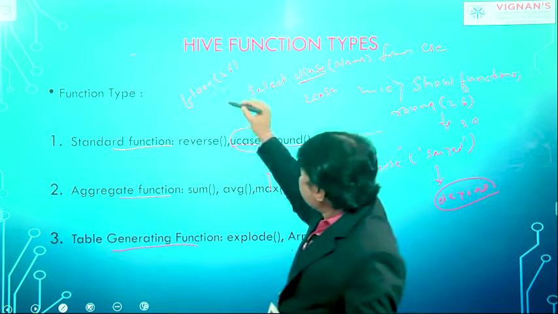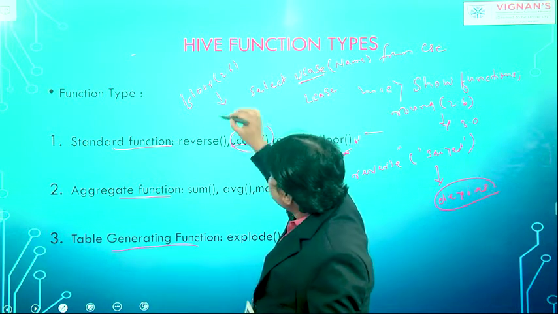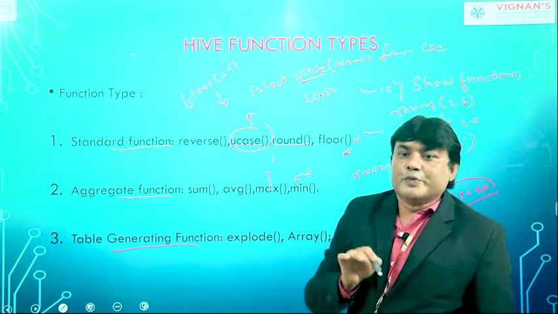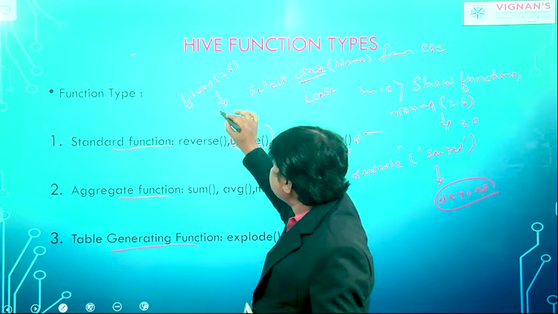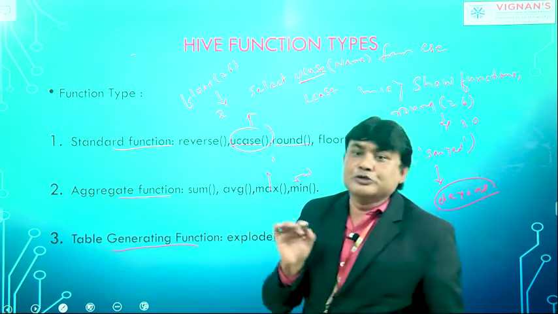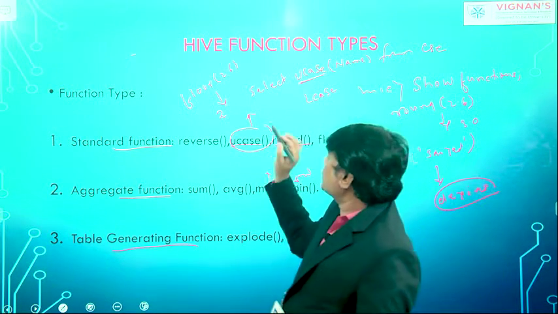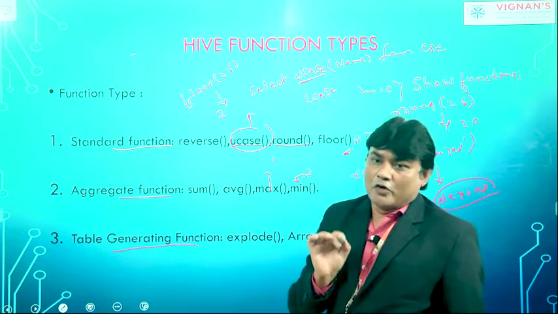So what is the value of this one? You are going to get the down value of 2.6. It means it's going to produce what result? It's going to produce result only 2. Okay, that is going to be called what function? It's going to be called the floor function.